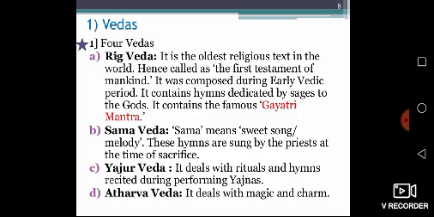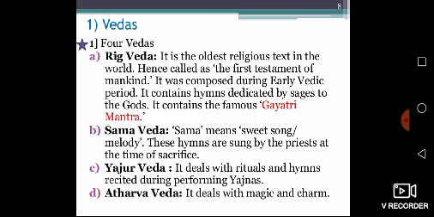Then the second Veda is Sama Veda. Sama means sweet song or melody. These hymns are sung by the priests at the time of sacrifice. When the priests are performing the sacrifices, they sing sweet songs or melodies. That is about the Samaveda.